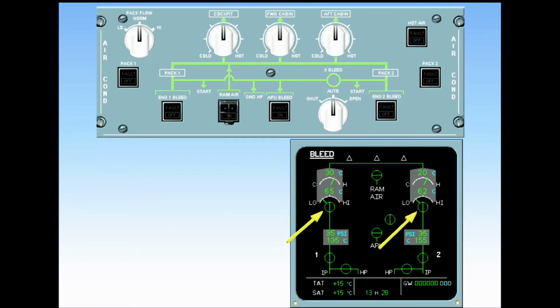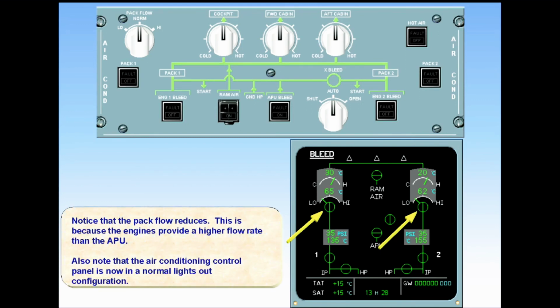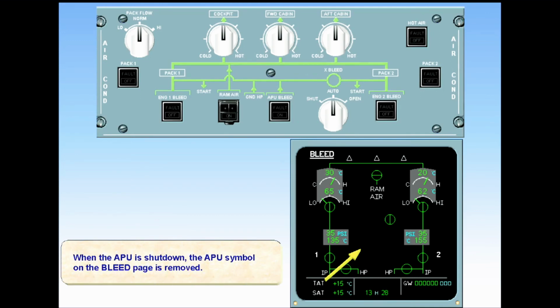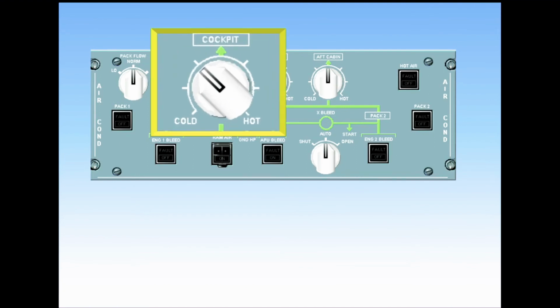Notice that the pack flow reduces. This is because the engines provide a higher flow rate than the APU. Also note that the air conditioning control panel is now in a normal lights-out configuration. When the APU is shut down, the APU symbol on the bleed page is removed. The Fahrenheit temperature scale reads from 64 degrees at cold to 86 degrees at hot.